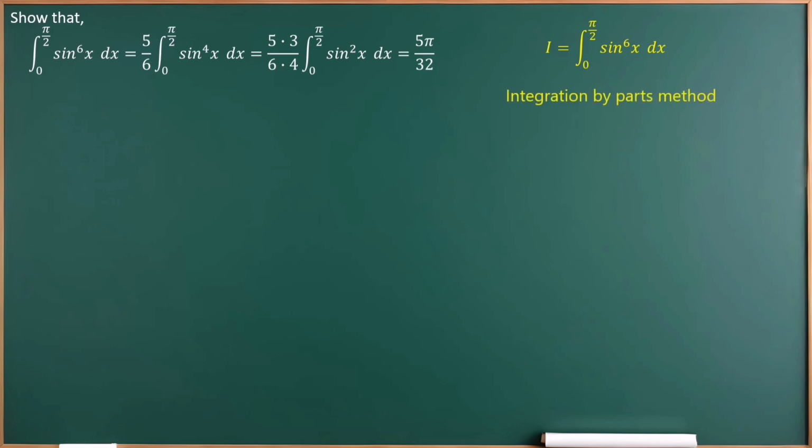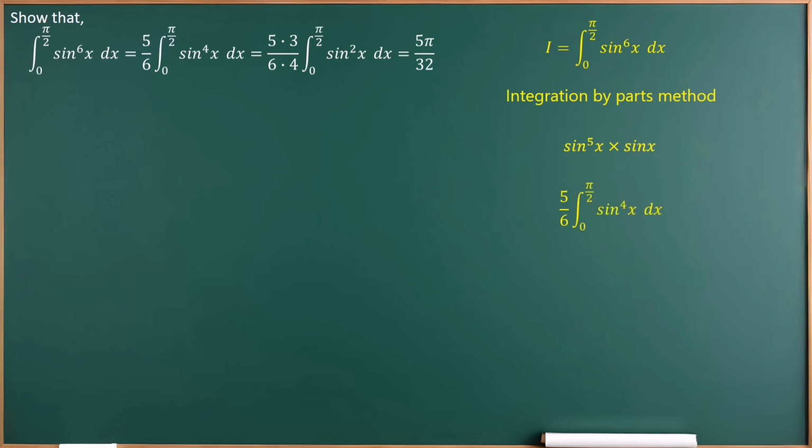We can write sine to the power of 6x as sine to the power of 5x times sin x. Then we can give priority to the sin x term and use the sin x term for integration and the sine to the power of 5x term for differentiation. Then we can simplify and get 5 over 6 times integral sine to the power of 4x.